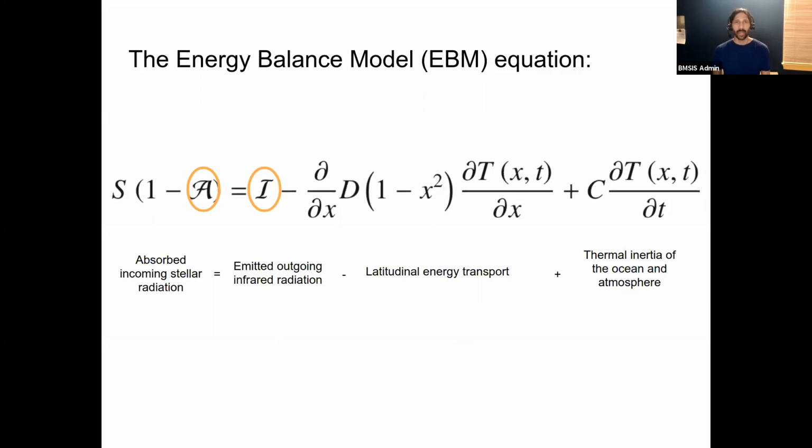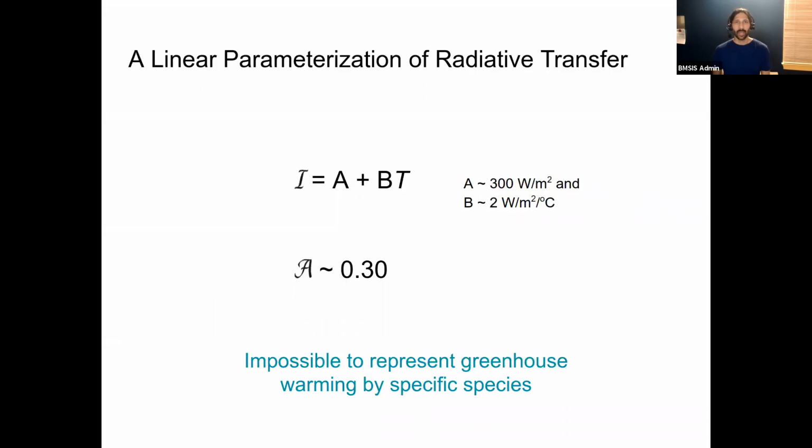And so historically, the simplest thing that's been done is a linear parameterization of radiative transfer, where the outgoing longwave radiation is just A plus B times the temperature, where A might be somewhere around 300 watts per meter squared, and B might be 2 watts per meter squared per degree. And that will give you a pretty good approximation to Earth climate today. You set the albedo equal to a fixed value of 0.3, and you can configure models then to give you a mean annual temperature of 288 Kelvin.